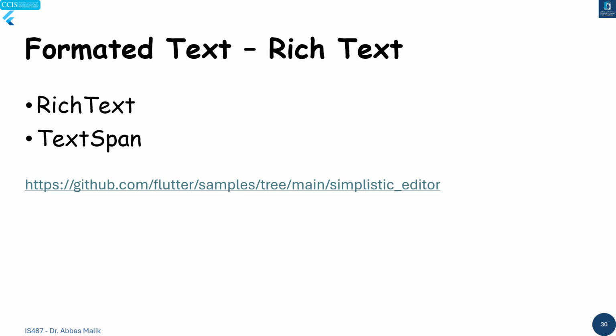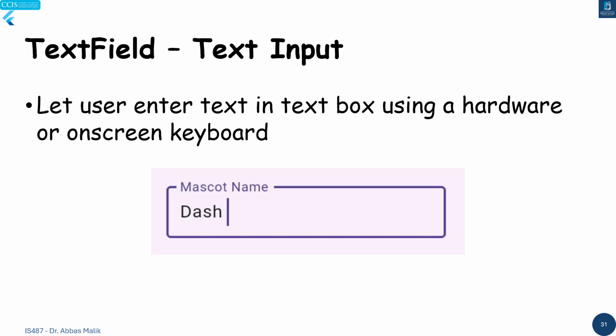So rich text helps us make a more Word-type application where you can format the text within that application. And this is a link for that GitHub. It is a Flutter sample which gives you a very simplistic editor using the rich text and span. You can go there and look at the code, and then you can try to understand how we can implement that simplistic editor in a Flutter application.